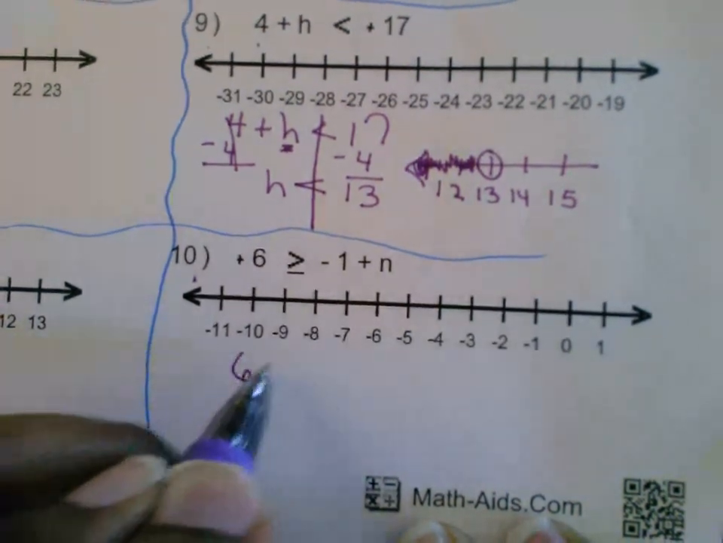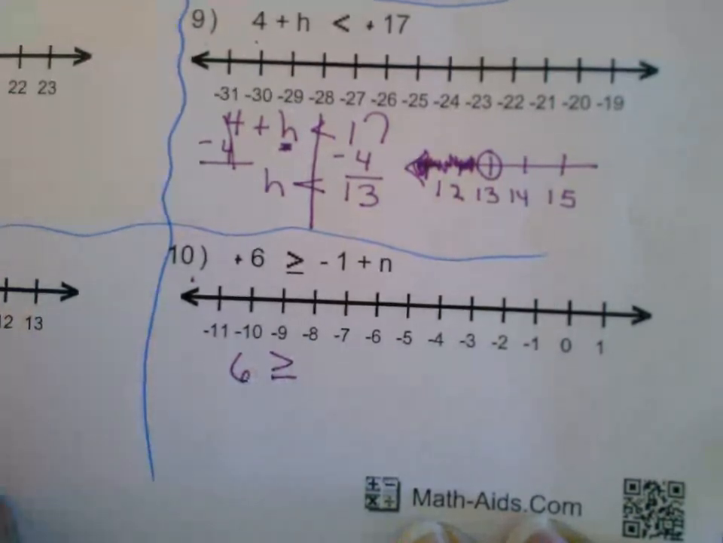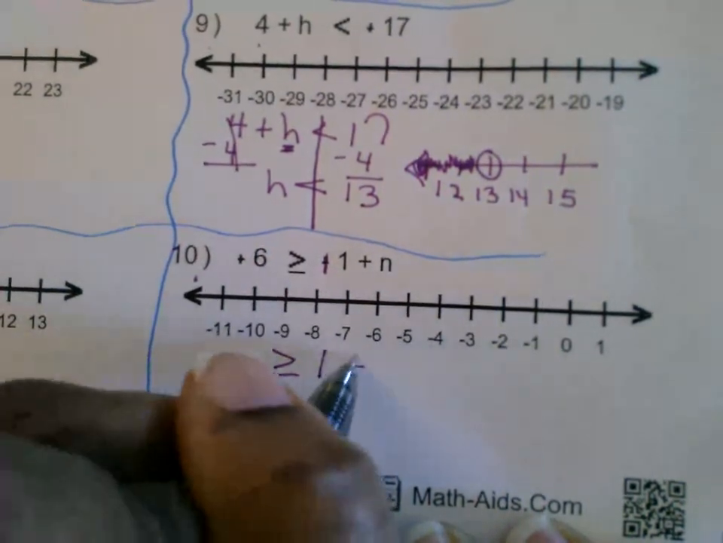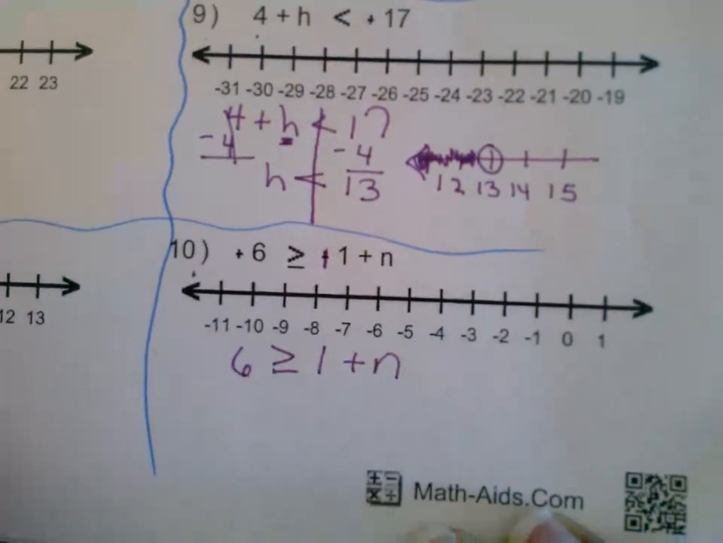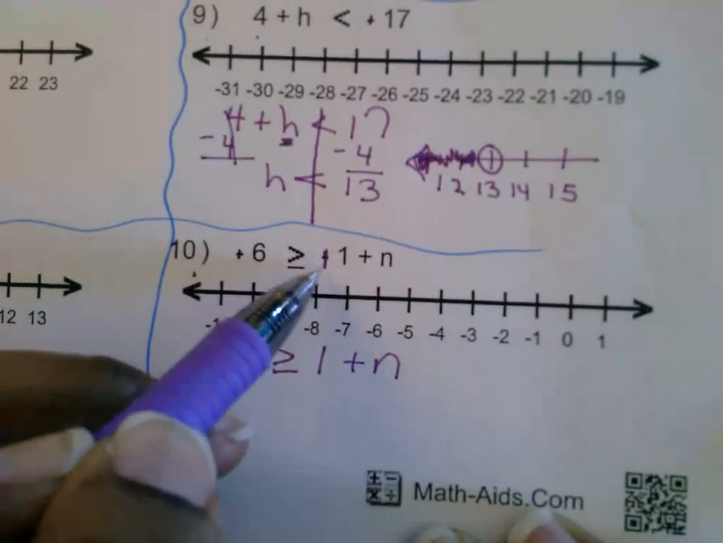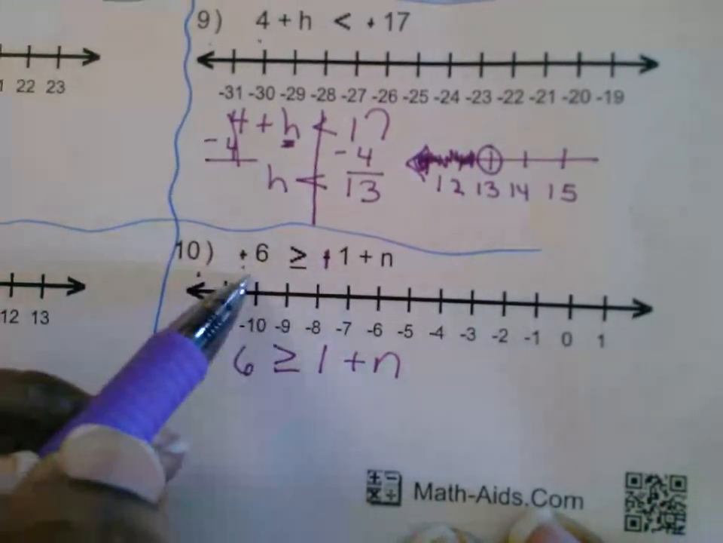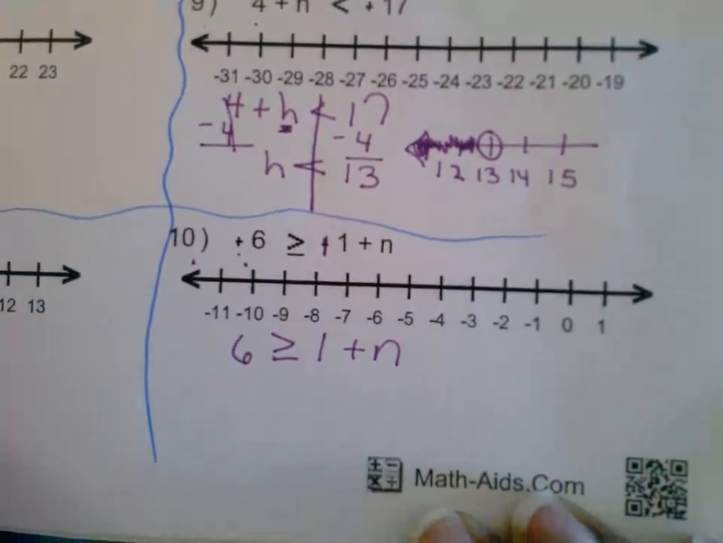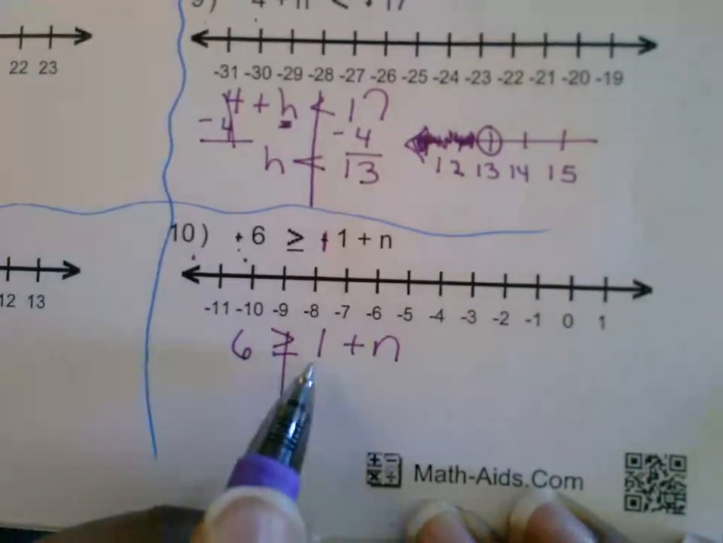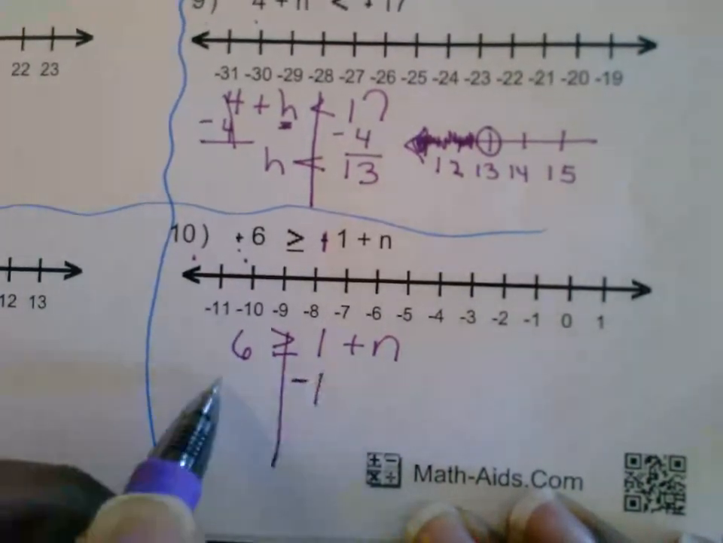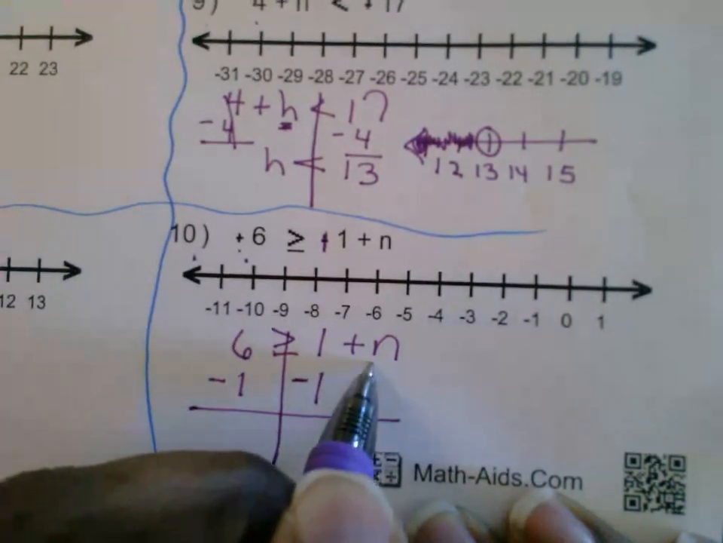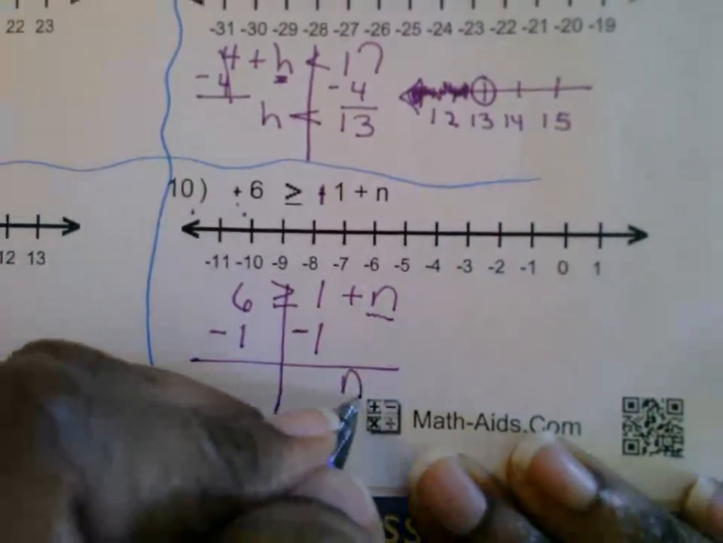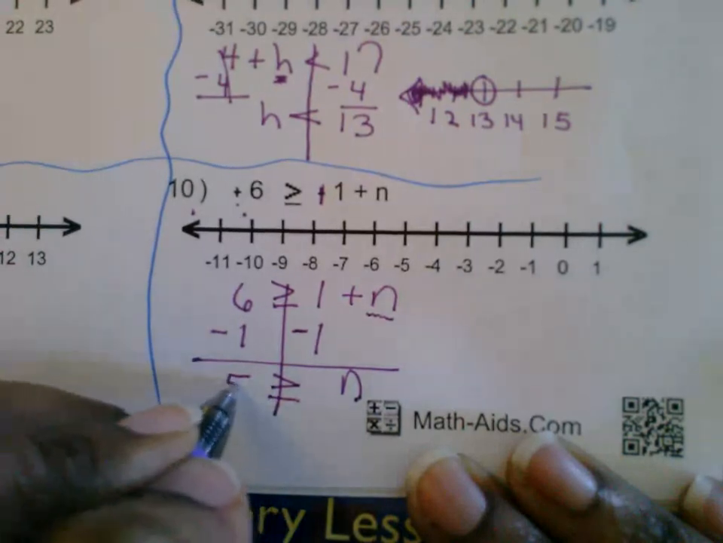On the next problem, we have 6 is greater than, and we're going to make this a positive 1, 1 plus n. If it had been a negative 1, you would just add it. You do the opposite of what's being done. But since we haven't studied negative numbers, we're going to make it a positive 1. Since it is a positive 1, you're going to subtract it from both sides because we want to isolate the variable. That's going to leave us with n is less than or equal to 5.